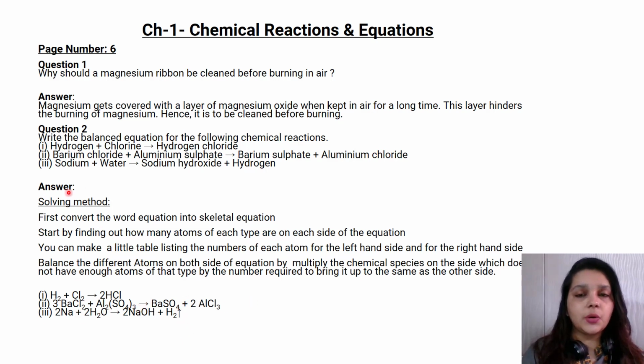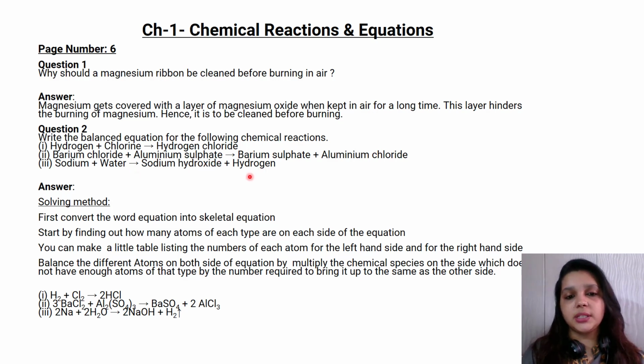And similarly, we're going to go with the third one. Sodium plus water gives sodium hydroxide plus hydrogen. Sodium is Na, water is H2O, sodium hydroxide is NaOH, and hydrogen is H2. It's a liberated gas, so we put up this arrow as well. This is the balanced equation for the same.